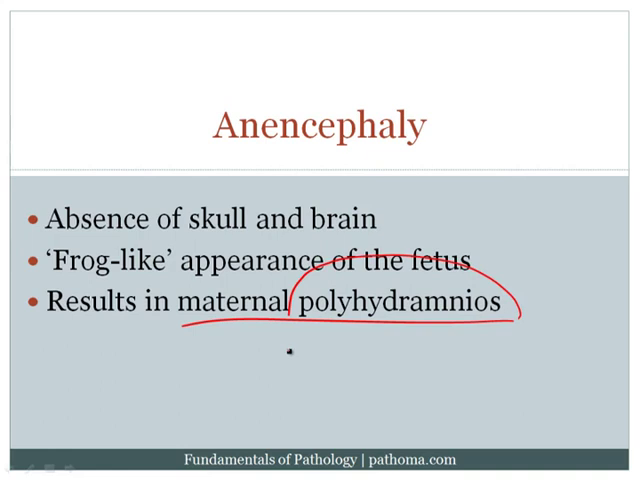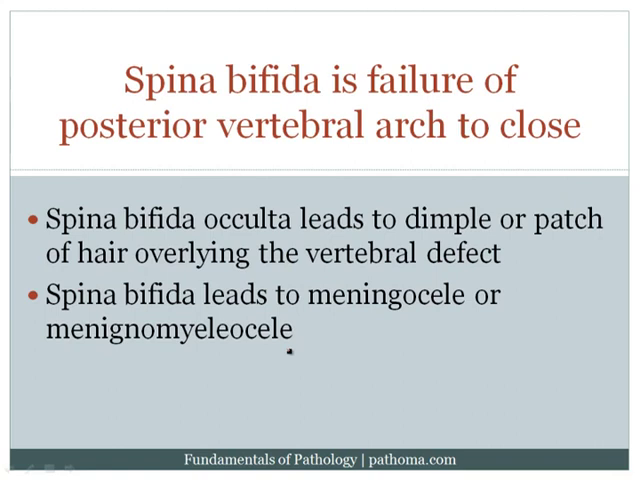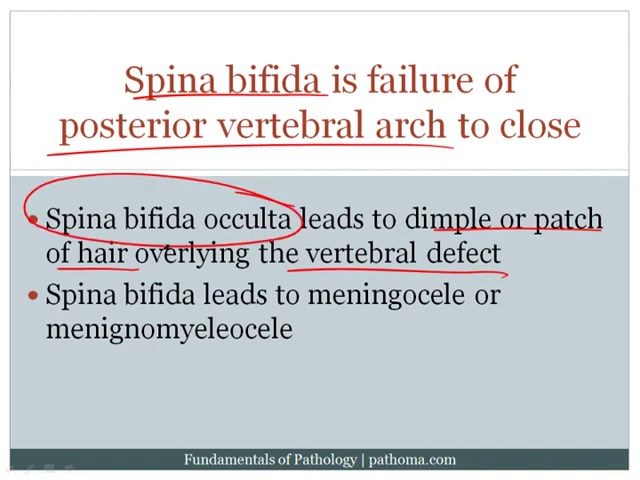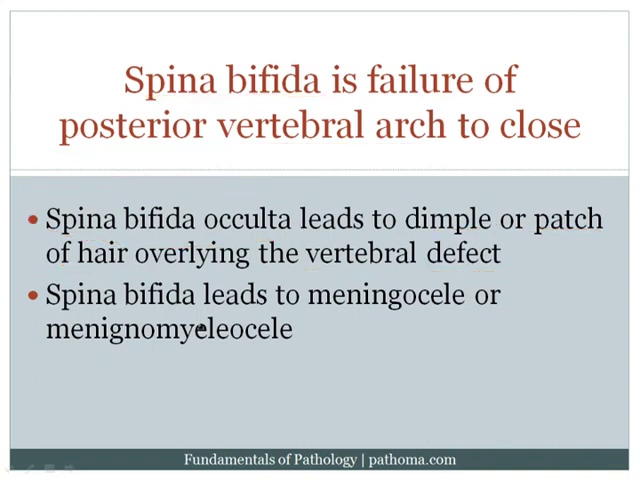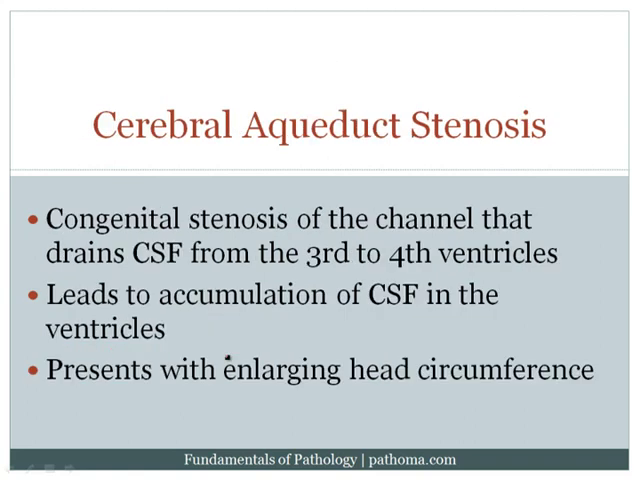and that again is a particularly high-yield association. If there's failure of closure of the neural tube at the caudal aspect, we call that spina bifida, and the hallmark is that you fail to close the posterior vertebral arch. Now this can simply result in a dimple or a patch of hair overlying that defect, and that's called spina bifida occulta, or it can result in the meninges or the meninges plus the spinal cord herniating through that defect, and then that would be called outright spina bifida. When it's the meninges alone that comes out of that defect, we call that a meningocele. When it's the meninges plus the spinal cord, we call that a meningomyelocele.